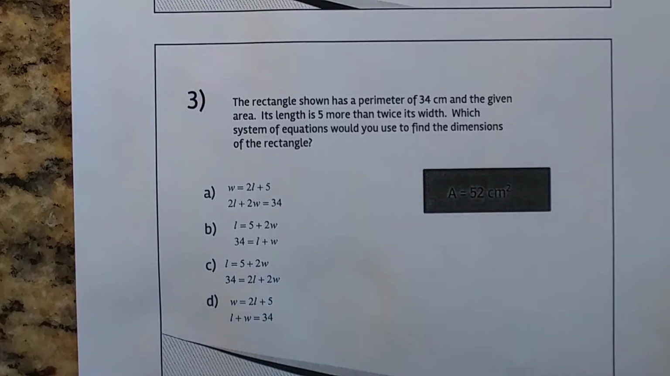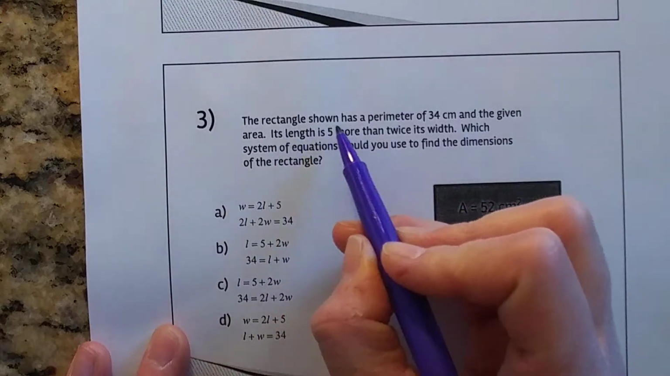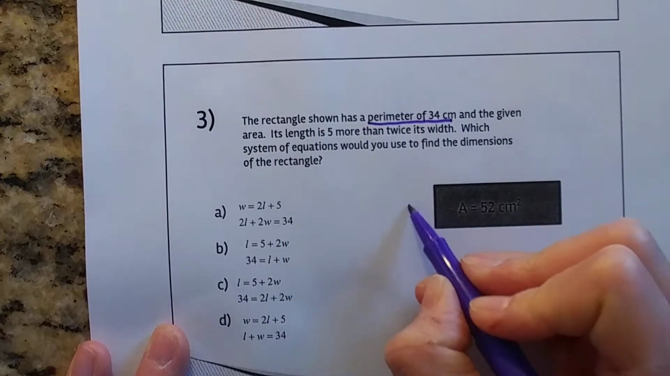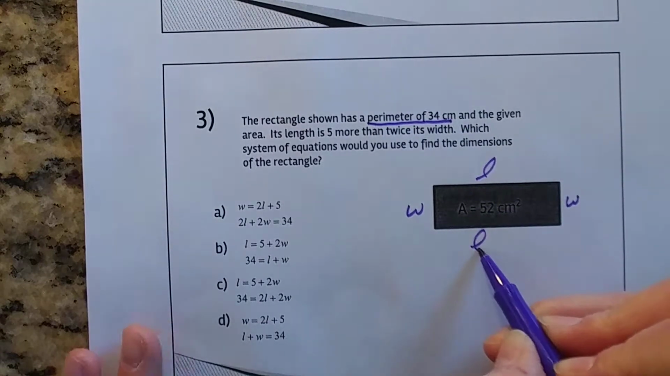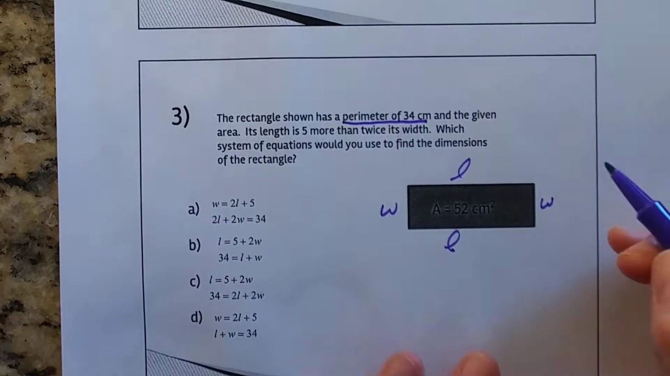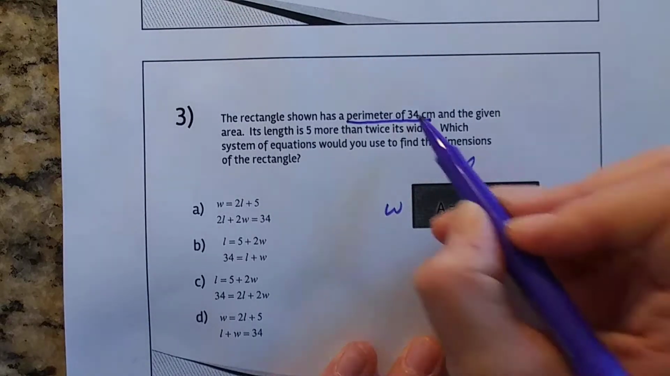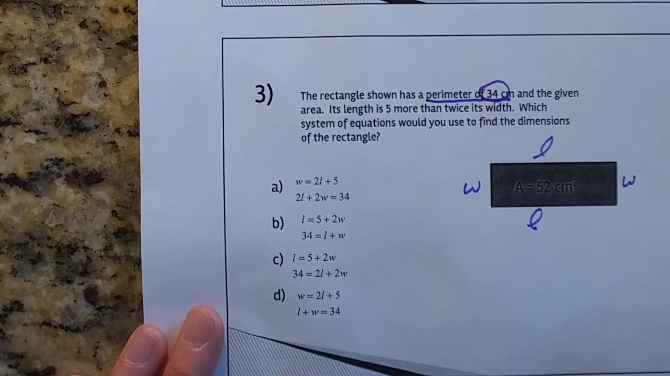All right, number 3. Again, this is a very similar question. The rectangle shown has a perimeter of 34. So remember, that's width plus width plus length plus length. So we've got 2 widths plus 2 lengths gives us our perimeter of 34. Look at the sets of systems here. Which ones say that?